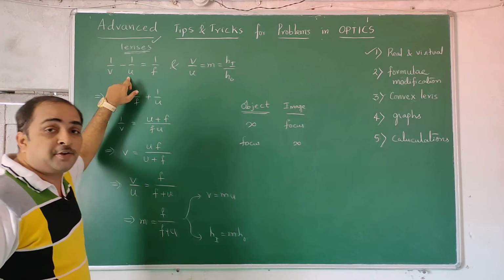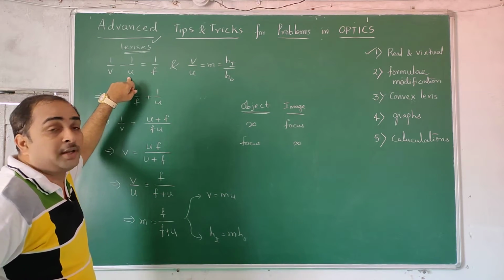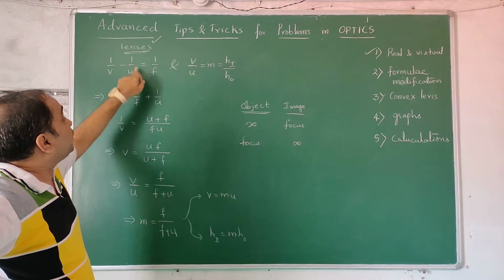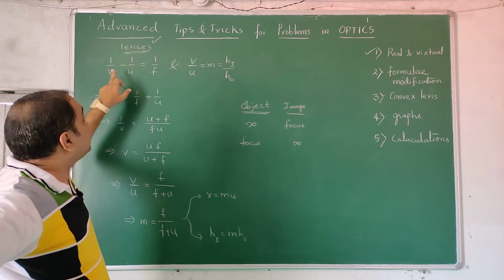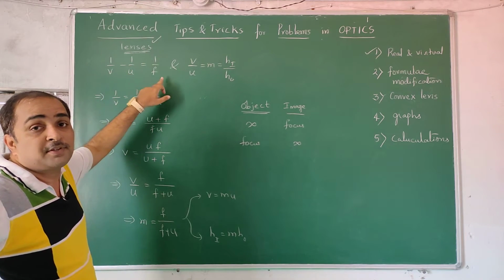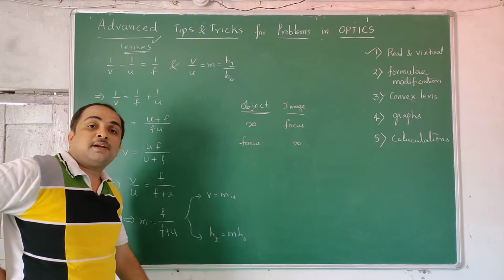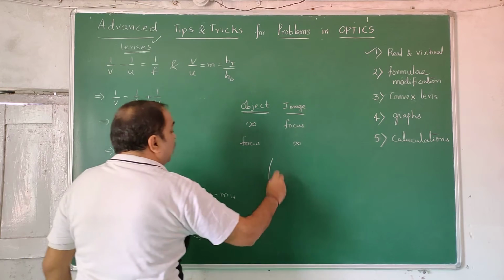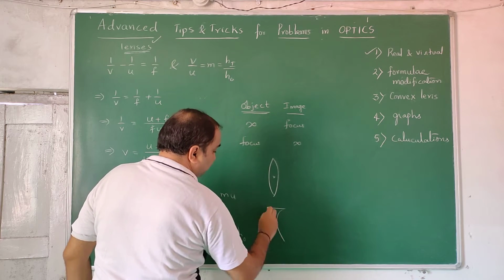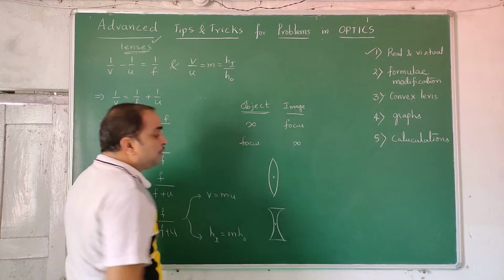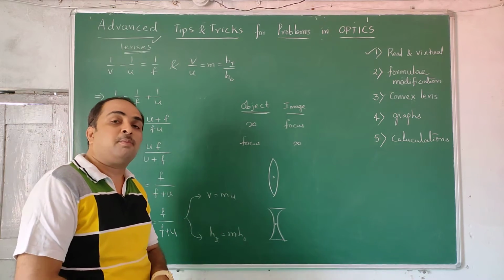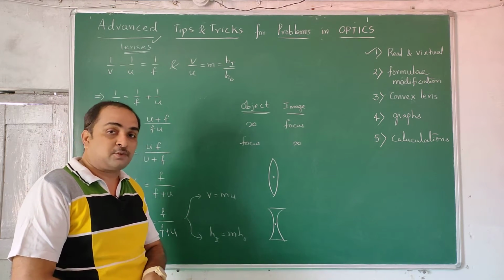This is the formula derived in your classrooms by school or college teachers. 1 by V minus 1 by U is equal to 1 by F for lenses, where V is the image distance, U is the object distance, and F is the focal length, all measured from the center of the lens, which is called the optic center. This formula is applicable to lenses, not for mirrors. For concave and convex mirrors, some other formula is there. Wait five minutes for that.